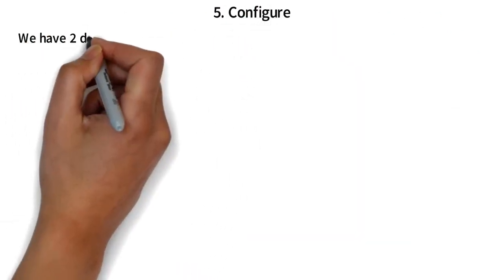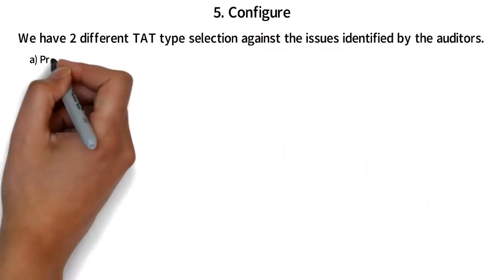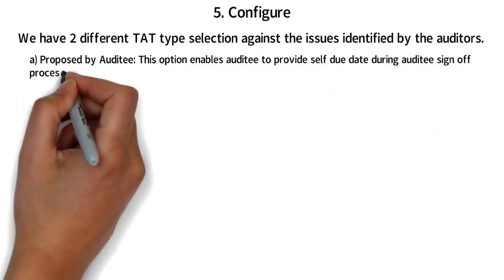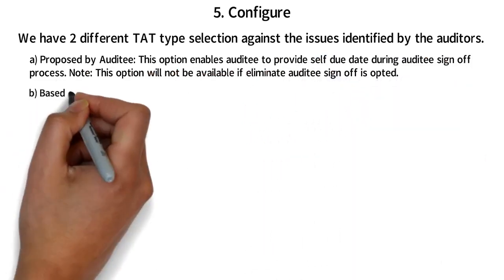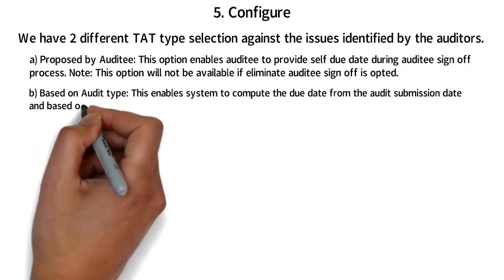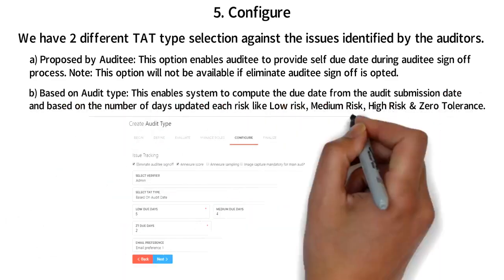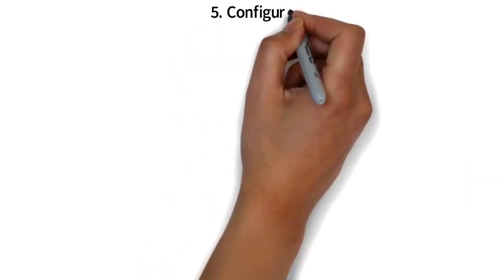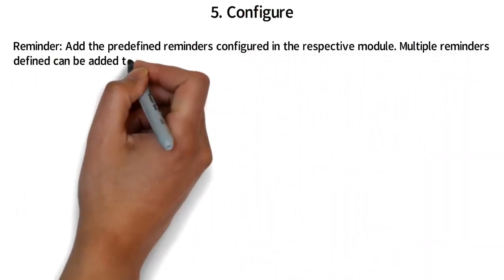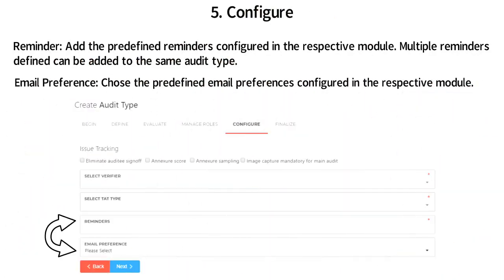Configure. We have two different TAT type selections against the issues identified by the auditors. Proposed by Auditee: this option enables the auditee to provide a self-due date during the auditee sign-off process. Based on Audit Type: this enables the system to compute the due date from the audit submission date and based on the number of days updated for each risk, like low risk, medium risk, high risk, and zero tolerance. Configure Reminder: add the predefined reminders configured in the respective module. Email Preference: choose the predefined email preferences configured in the respective module.